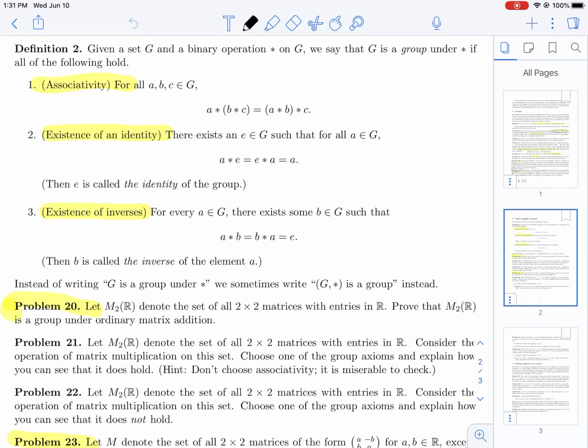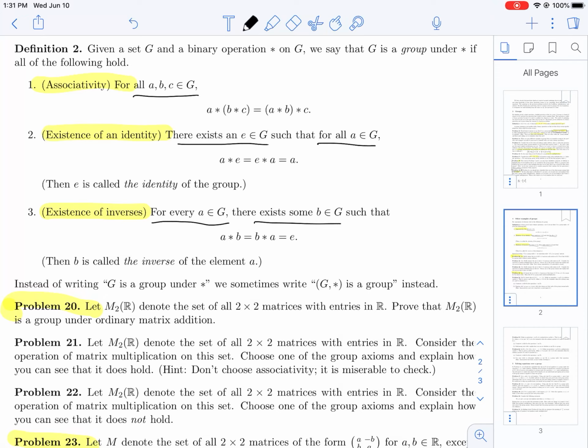Associativity, the quantification is just for all ways you can pick 3 things in the group, blah, blah, blah. Whereas for identity, you've got there exists a special thing in the group such that for all things something happens. And inverses is for everything in the group, there is a corresponding thing that does something.